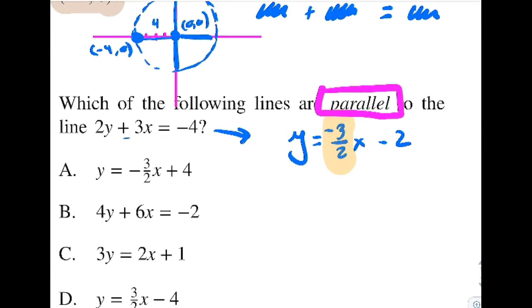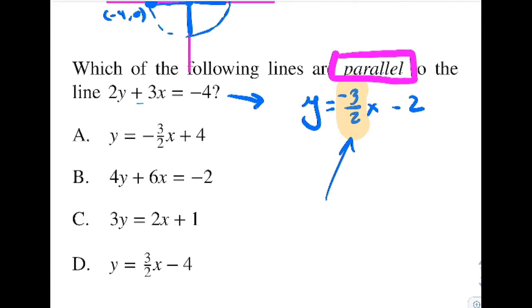So parallel means same slope. So which of these lines, A, B, C, or D, has the same slope as that? They're not all in y equals mx plus b form, but one of them is very obvious, and it is in that form, so you don't really have to do any work. Which one has the same slope, meaning it's parallel?